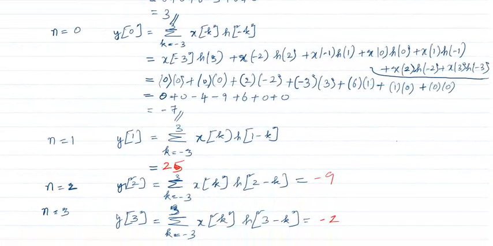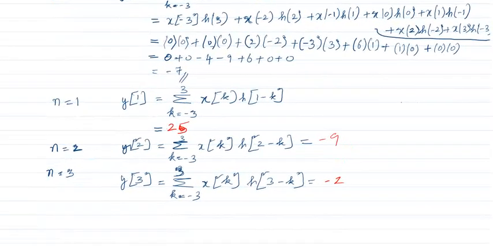I have left out n equal to 1, n equal to 2, n equal to 3 for your own practice, right? On solving, you will be getting the answer as y of 1 as 25, y of 2 as minus 9, y of 3 as minus 2. This is how we can do convolution in discrete time domain using the expression.